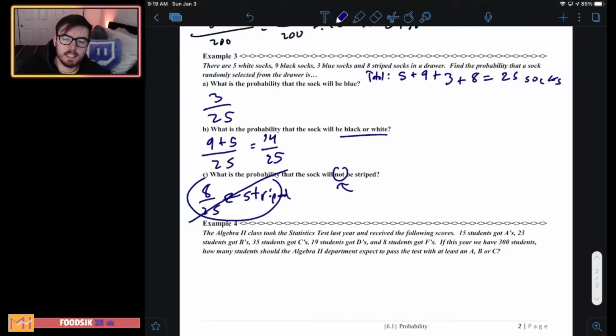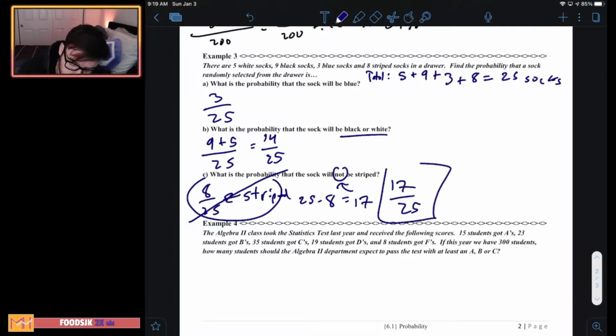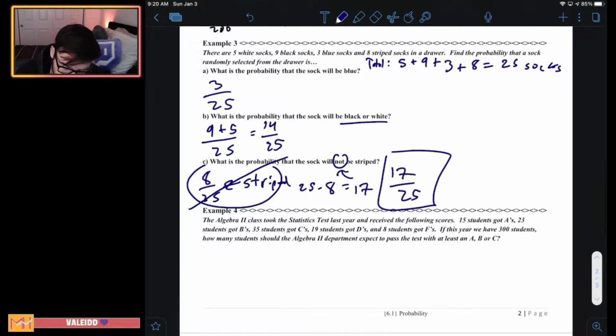Well, if that's the probability that it's striped, then everything else is not striped. So if 8 of them are striped, how many aren't striped? Well, there's 25 socks. So 25 minus 8 is 17. So 17 are not striped. And we got it. Hopefully that makes a lot of sense.